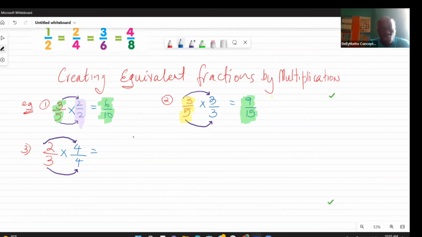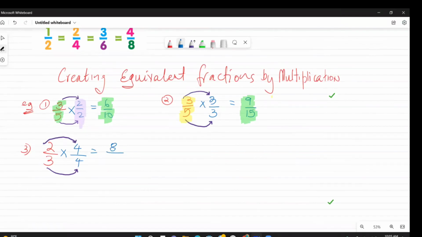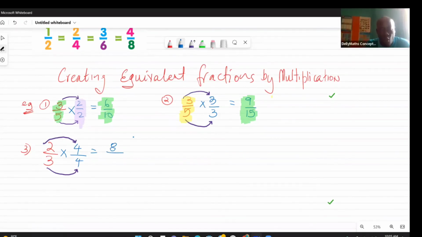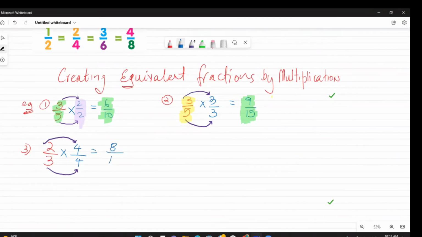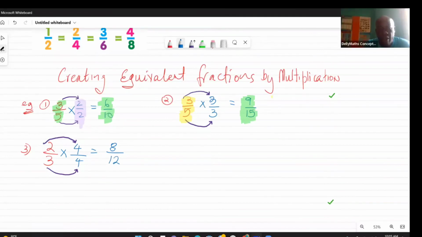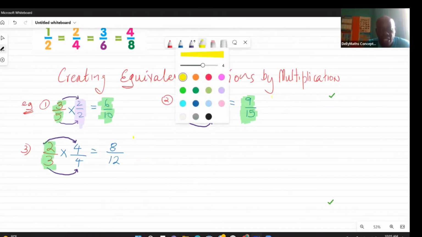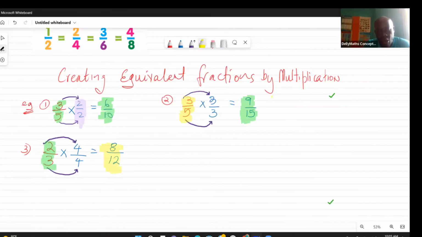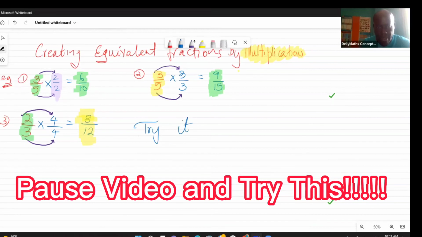Let's talk through it. 2 at the top times 4. I need some answers. 2 times 4 at the top. 8. 8. And this is going to go over 3 times 4 at the bottom. 12, anybody? 12, sir. 12. Very good. So let us put some color code on it. This is in green, it is equivalent to this. I'm going to shade in yellow. There it is.